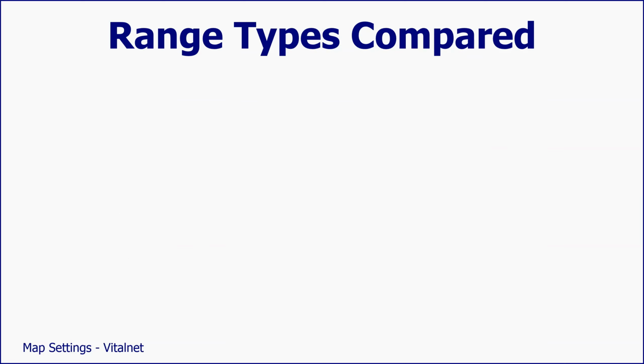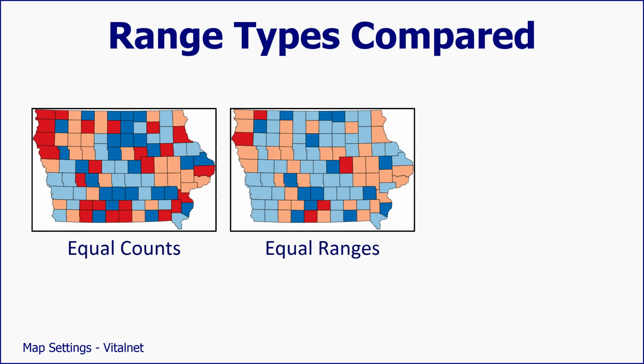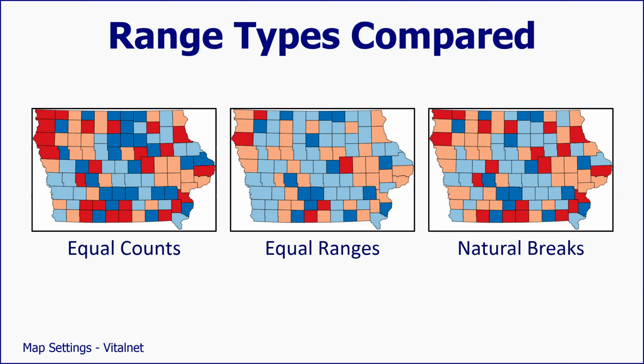Here are the three range types: equal counts, equal ranges, natural breaks. The maps are somewhat similar, but also many differences. You may have to use your judgment to decide which map best tells the story the data are trying to tell. Vitalnet makes it easy to generate many valid maps, and you can choose the one that best fits your report or presentation.